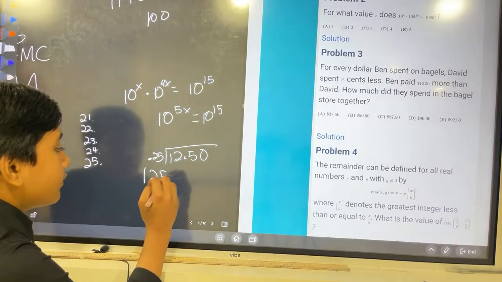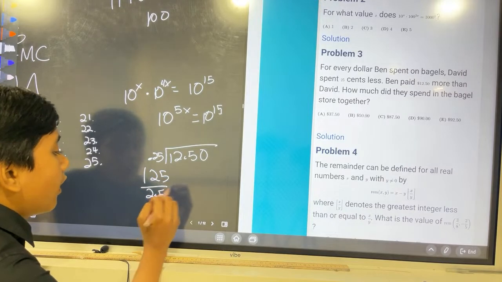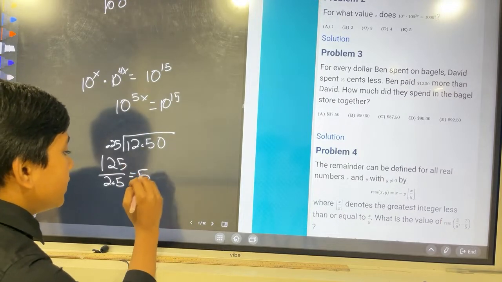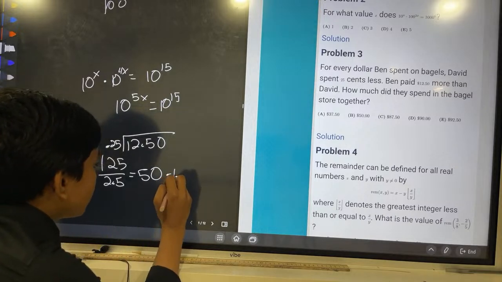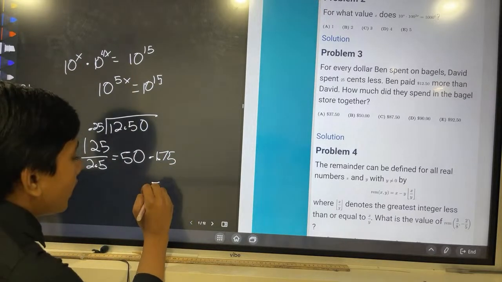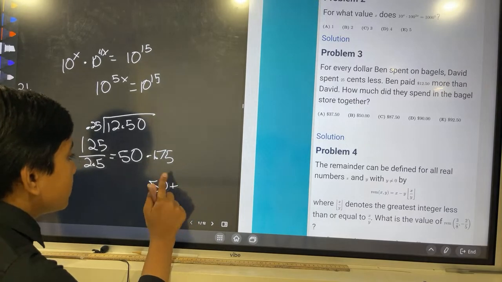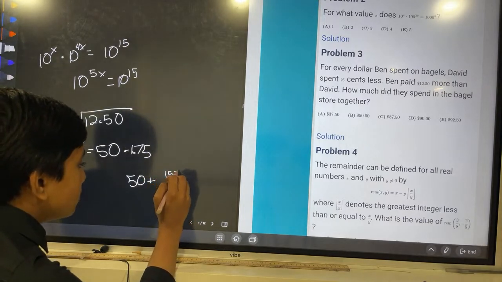Well, that's like dividing 125 by 2.5. It's just 50. So that means they probably bought 50 bagels or so. So that means that in the bagel shop together, they spent 50 times 1.75. I don't know how much that is, but we'll find out soon.